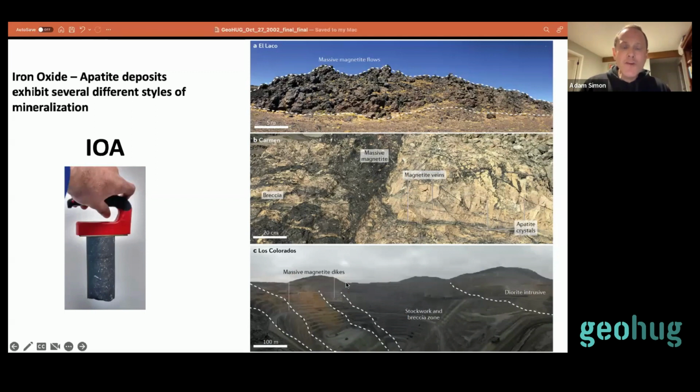Now, in the case of Los Colorados, what you're also looking at here is the trace of the Los Colorados fault. And the mineralization at Los Colorados is hosted within that fault. The image on the left-hand side is a drill core from this massive magnetite dike on the western side or the left side of the photograph. And you can see, if you look carefully, it is almost entirely magnetite with a small amount of actinolite and an even smaller amount of apatite.